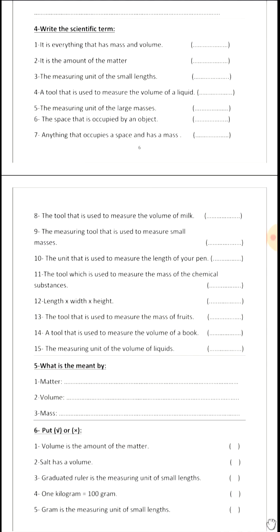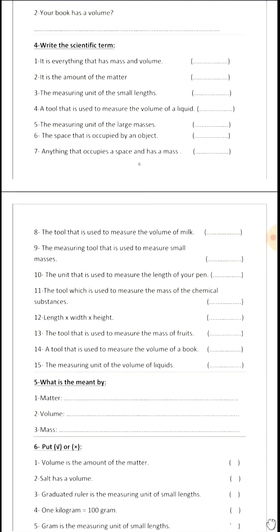Number 3. The measuring unit of small lengths. The measuring unit of small lengths is centimeter. Number 4. A tool that's used to measure the volume of liquid. A tool that's used to measure the volume of liquid is graduated cylinder.